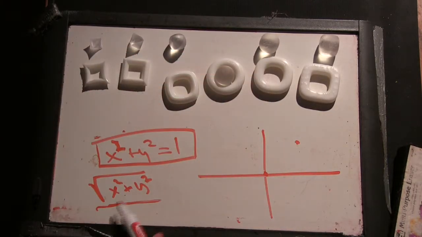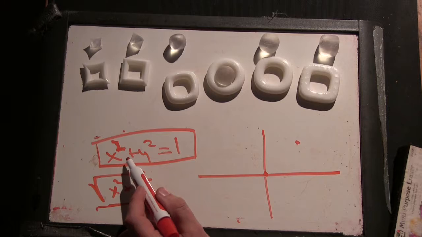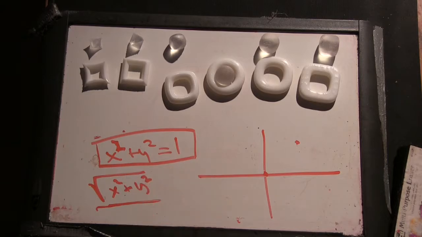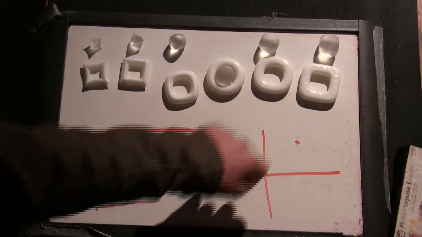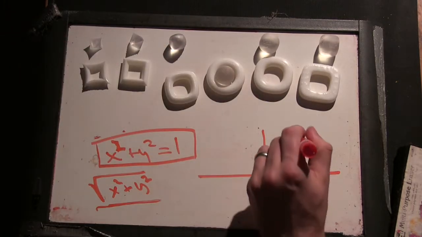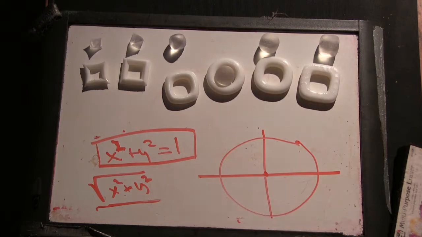Okay, so here's our distance formula. I square it. This tells me all the points that are a distance of exactly 1 away from the origin. So what does that graph look like? That would be a circle. More specifically? A circle centered at the origin of radius 1.